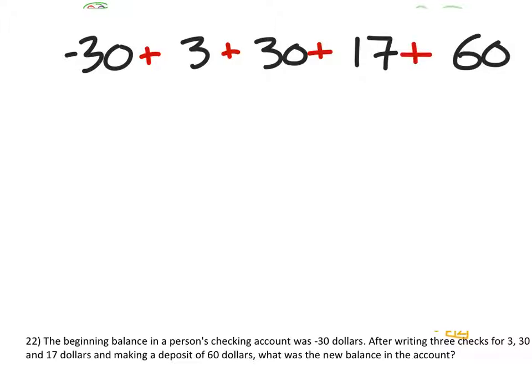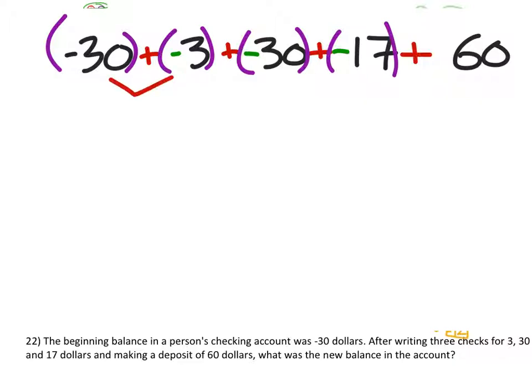But the writing of the check stuff, how does that affect the account? It makes it negative, right? So they took $3 out, they took $30 out, and 17 as well. And then, of course, they deposited the $60. So let's look at this from left to right. And yeah, we didn't use parentheses, if it helps you to see those. There they are. Okay, even this one can have parentheses.